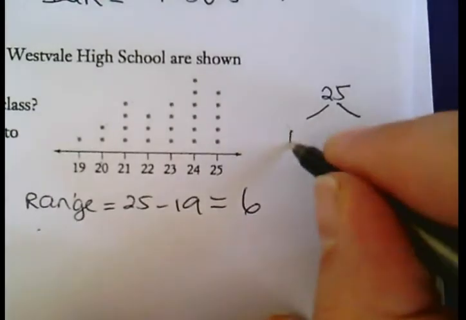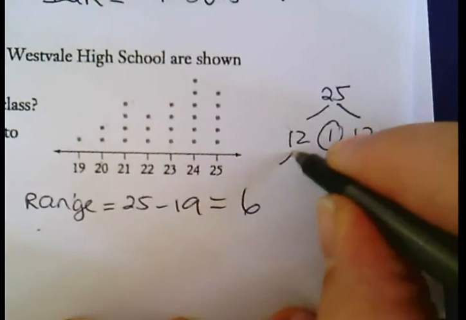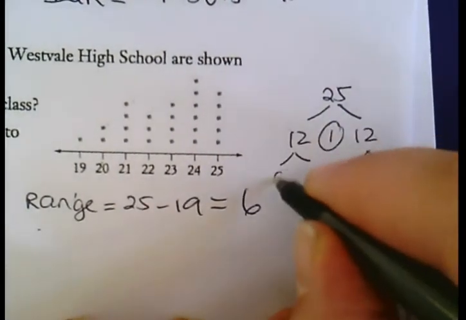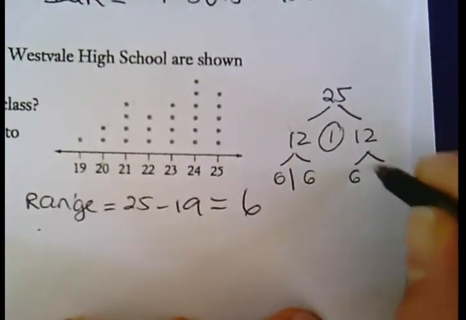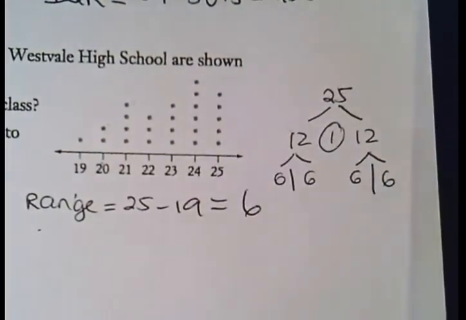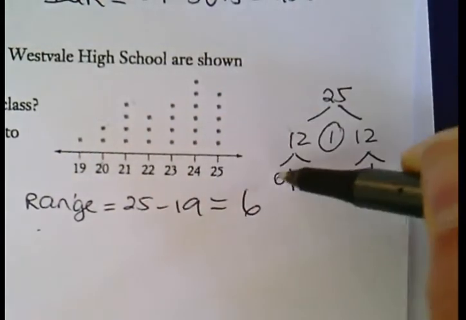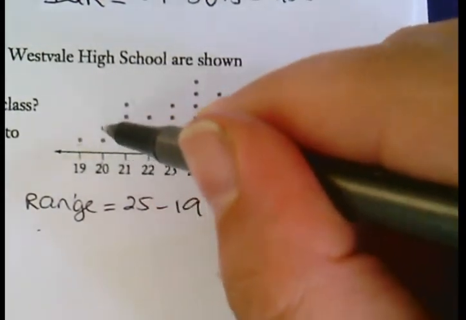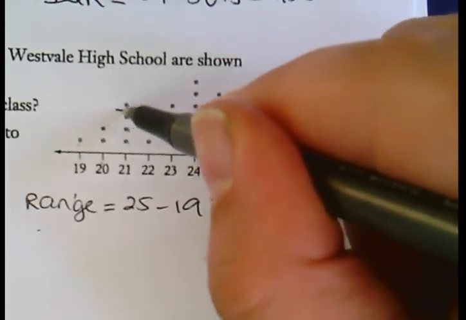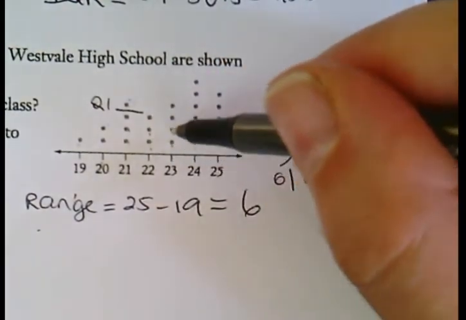12 and 12. 12 and 12, great. And 1 in the middle. That's my median. What do I do with the lower half? 6 and 6, put a line. Let's start. Be careful when you count. You've got to count from the bottom of the rows up, not from the tops of the rows down. So I'm going 6 and a line. 1, 2, 3, 4, 5, 6, put a line. That's lower quartile, Q1. Then 1, 2, 3, 4, 5, 6.